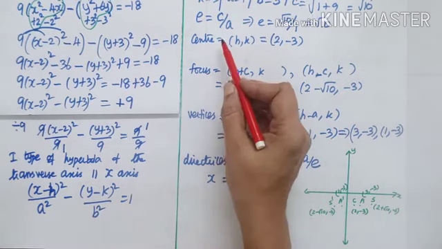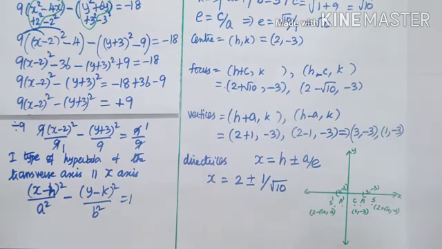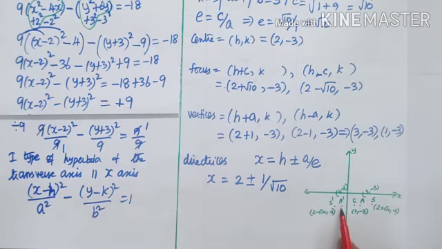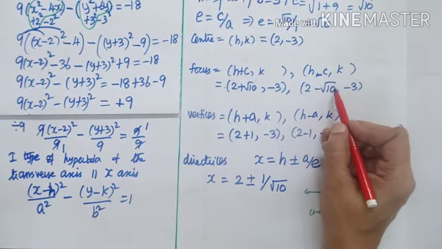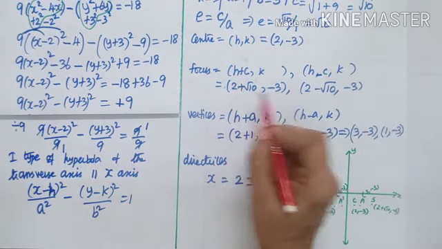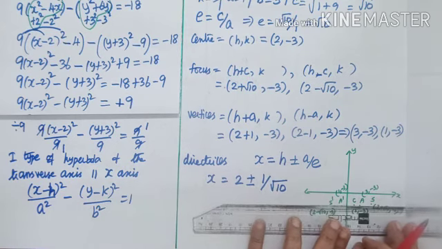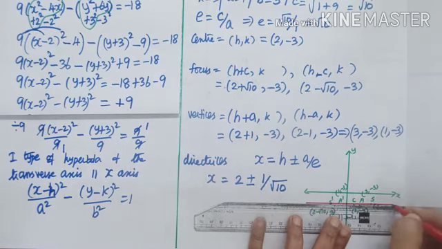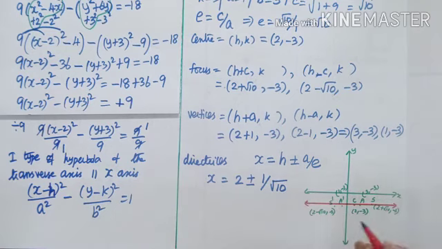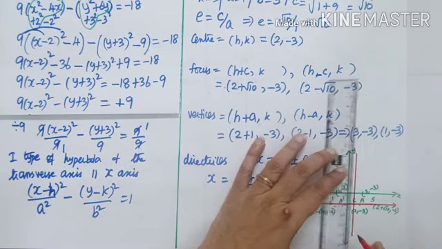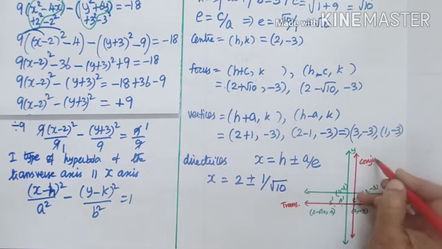Having found out center, focus, vertices and directrices, let us plot it and try to draw the diagram. Center 2 comma minus 3, vertices 3 comma minus 3 and 1 comma minus 3, and focus root 10 will be 3 point something. So almost approximately try to plot the 2 points. And now the diagram. Remember, the line through the center, vertices, focus is called the transverse axis, and we know it is parallel to the x-axis.